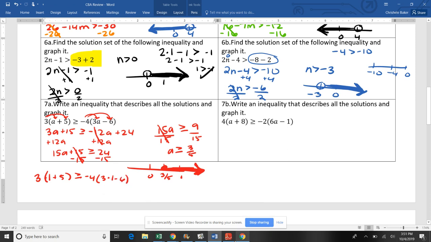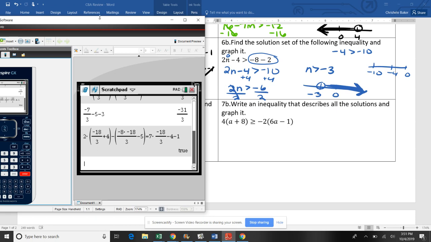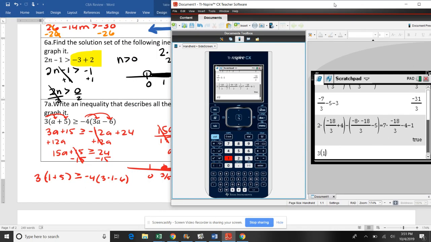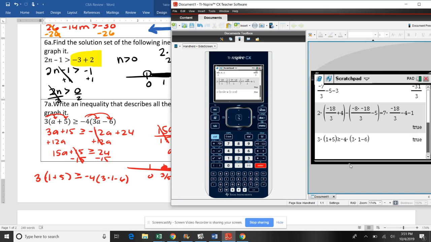I can't use 0 as a test point, but I'll use 1 because that's not too bad. So if I use 1, that's 3 times the quantity 1 plus 5 is greater than or equal to negative 4 times the quantity 3 times 1 minus 6. That's a little complicated, so let me use my calculator on this one. I'm going to go Control Enter to get the greater than or equal to sign. True. Awesome.